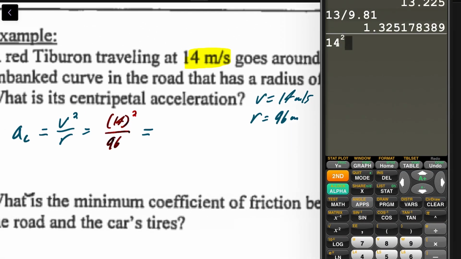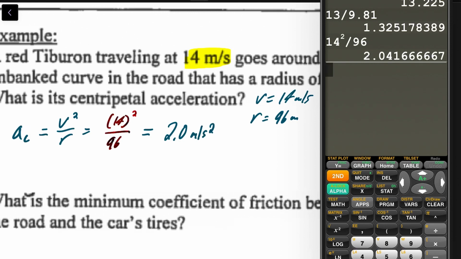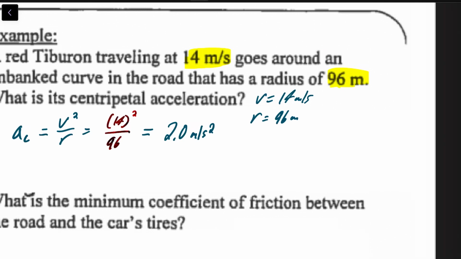So 14 squared divided by 96. That's 2.04. Then again, here I have two sig figs, so it'd be 2.0 meters per second squared, and that would be towards the center of the circle.